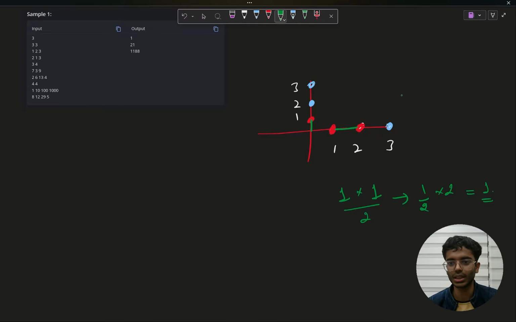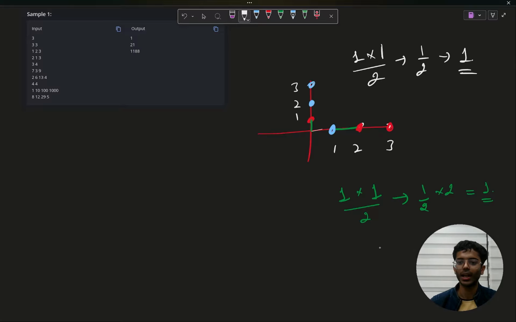Okay, wait, we can change the coloring here. We can just do this slight change. We can make this a blue and we can make both of them red. And now this area would also turn out to be 1. So this difference is 1 into this height 1, by 2, which is 1 by 2. And if we multiply it with 2, the overall answer would be 1. These are the only two triangles that can be formed. One is this, which has an area of 1 by 2, and the other is this, which also has an area of 1 by 2.